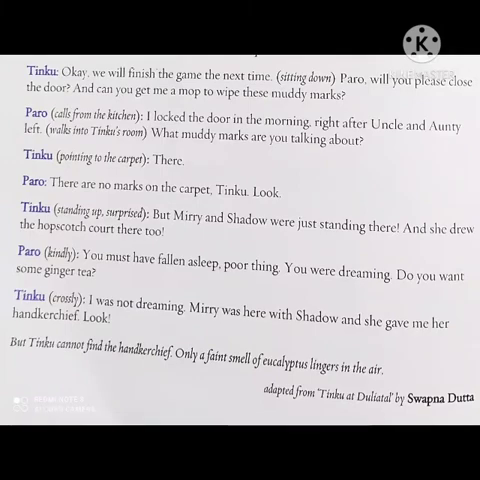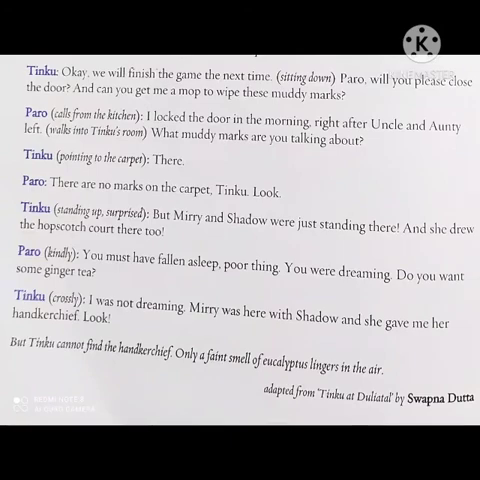she asks. Tinku says, "No, it is not that I was dreaming. Miri and her dog Shadow were with me. Miri gave me a handkerchief. See," to show it, but there was no handkerchief, only the smell of eucalyptus oil in and around, but she could not find any handkerchief there.